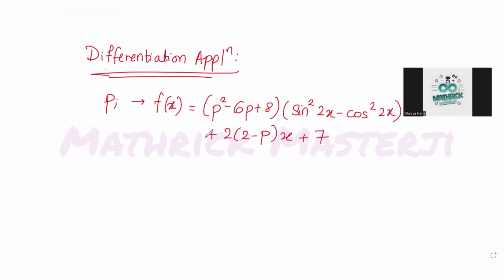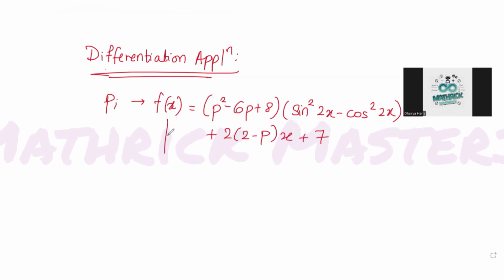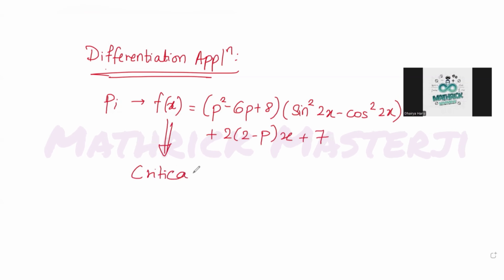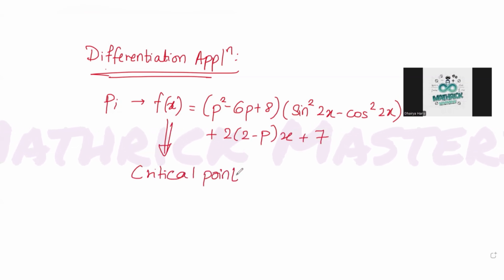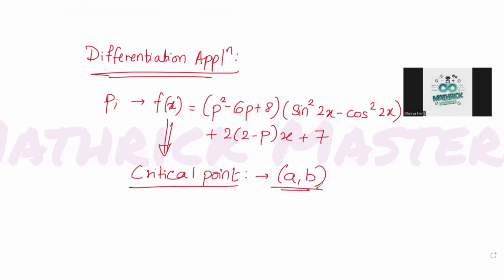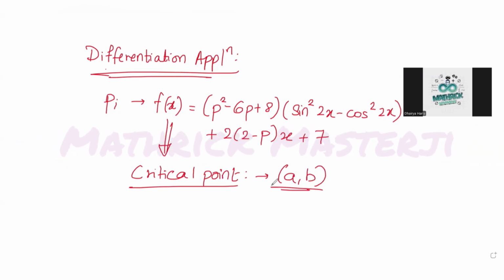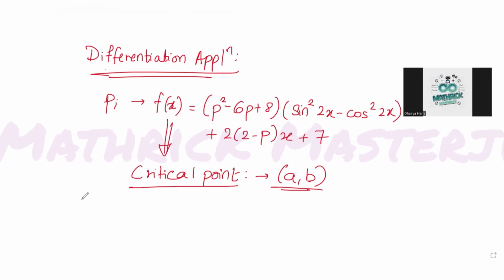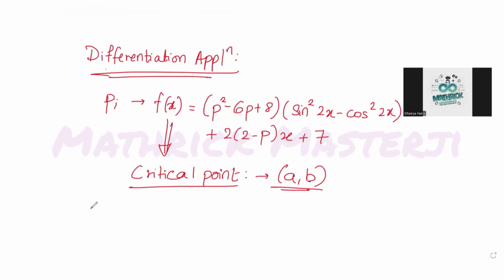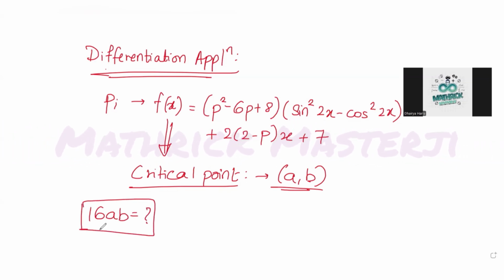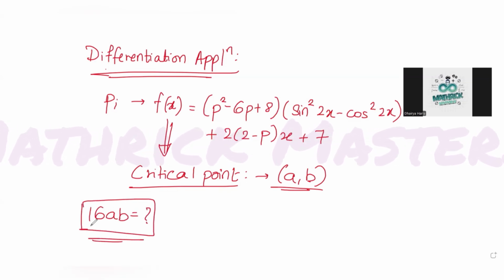this entire function f of x does not have any critical point, be the interval a comma b. So it does not have a critical point in this interval a comma b. So we have to figure out a comma b, and then the question is asking us to figure out the value of 16ab. So let's figure out how to solve this question further.